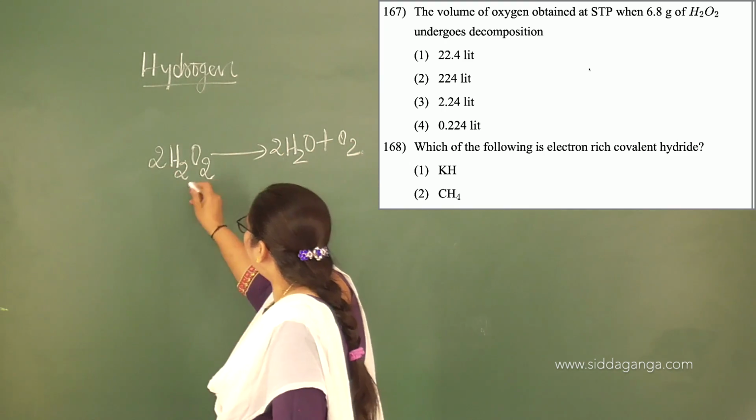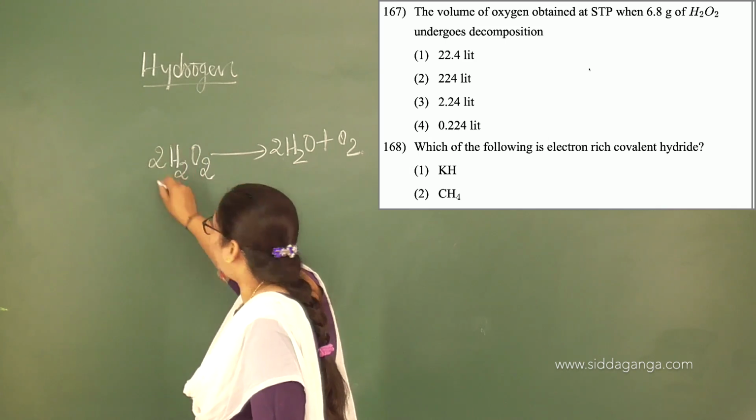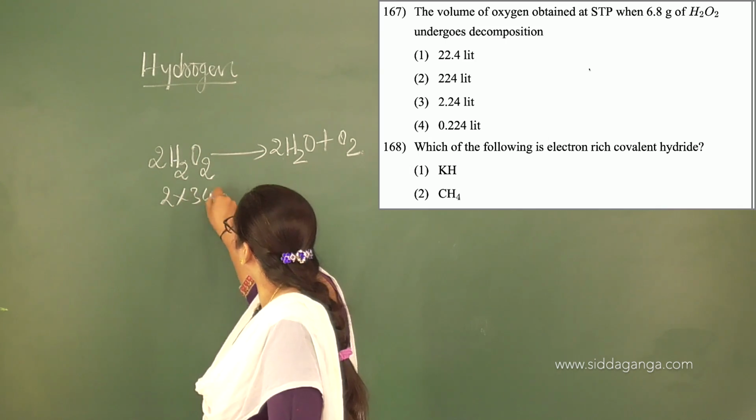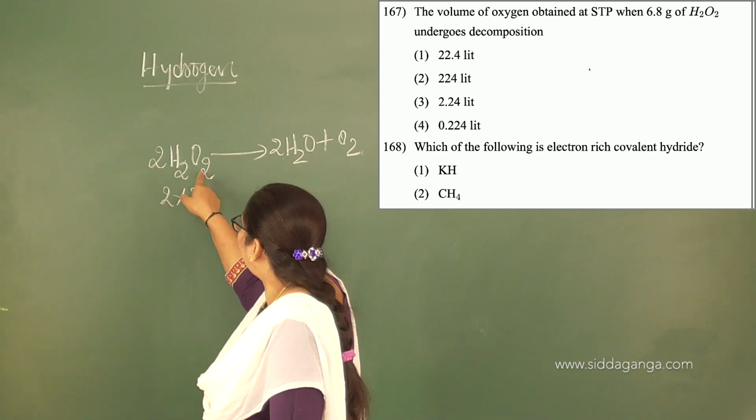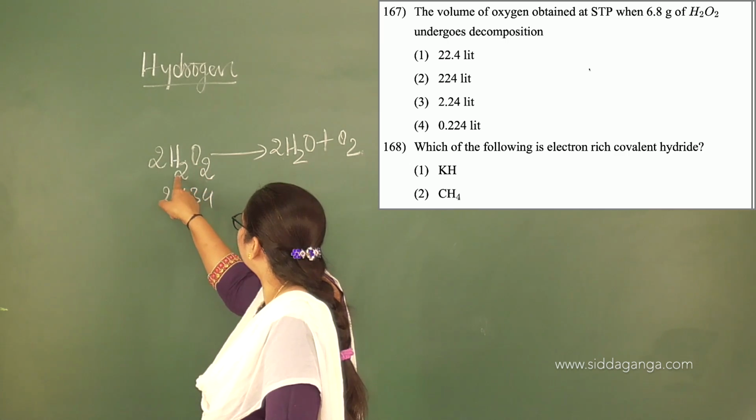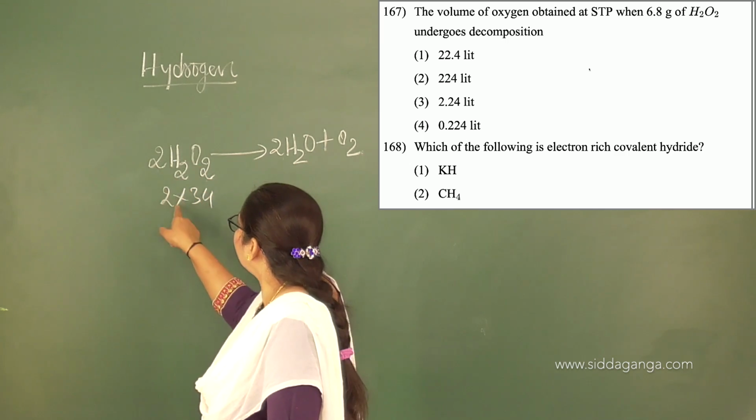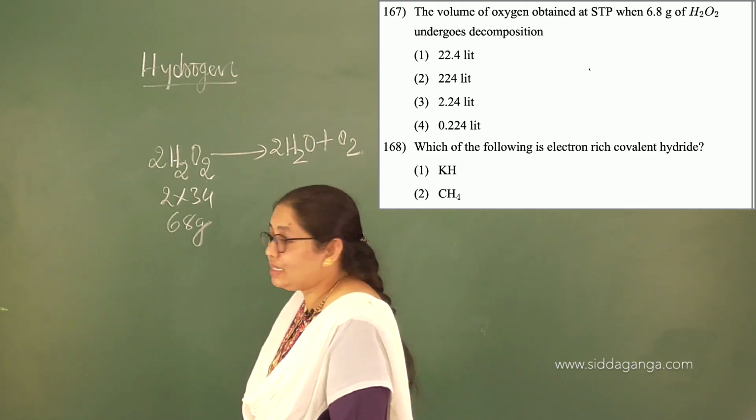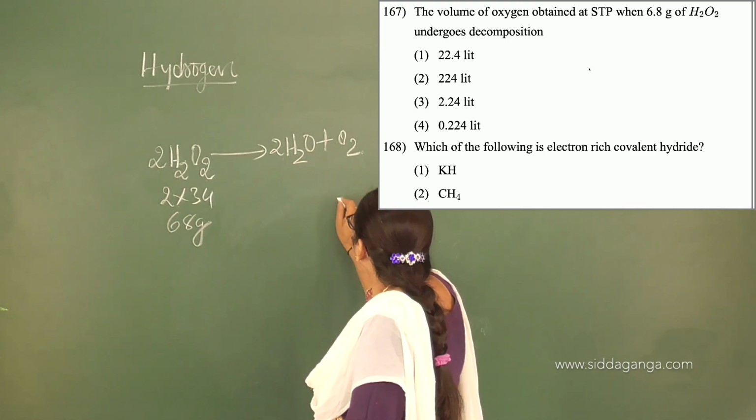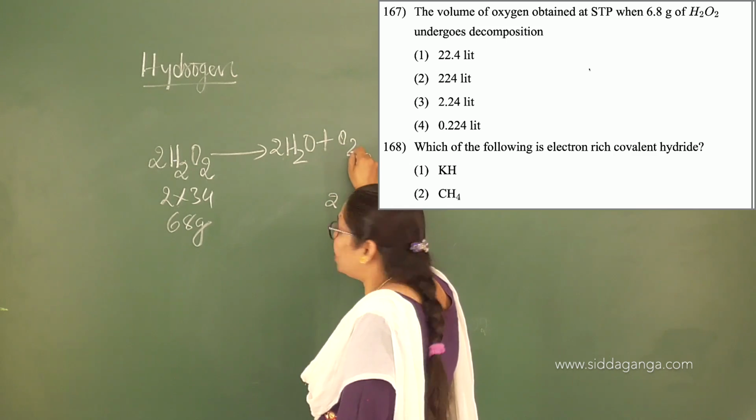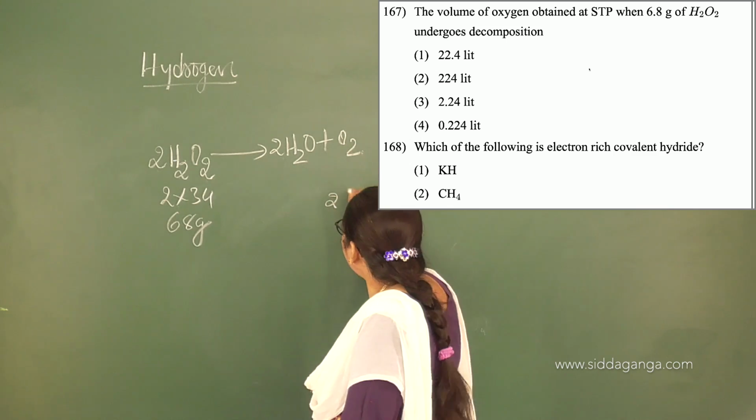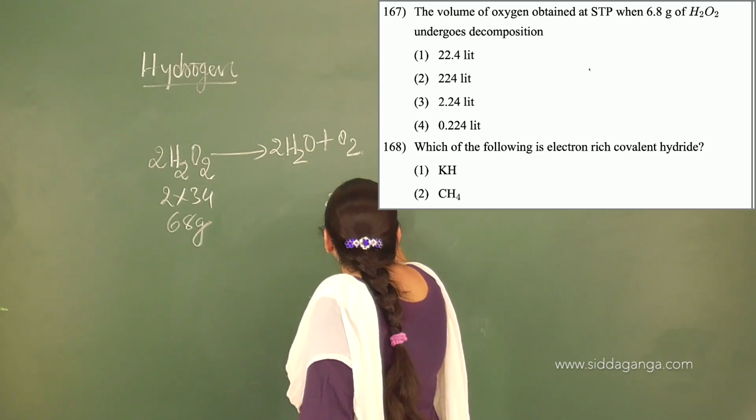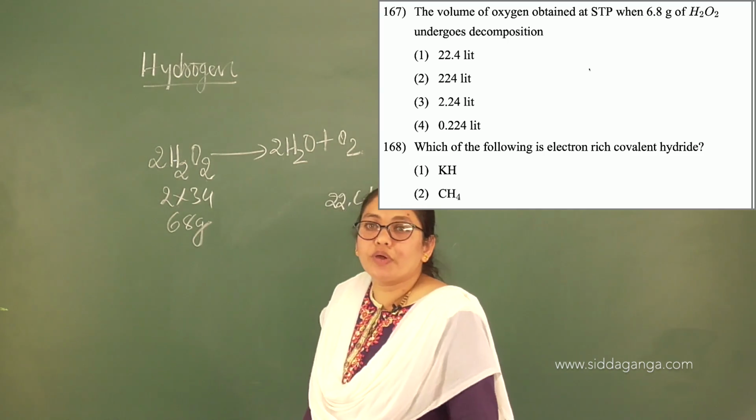So what is the molar mass of this one? It is 2 into 34. O2 is 32, plus 2 is 34, 34 into 2 is 68 gram, right? 68 gram produces how much oxygen? 1 mole of oxygen. O2 means 1 mole of oxygen. What is 1 mole of oxygen? 22.4 liters or dm cube you can write.